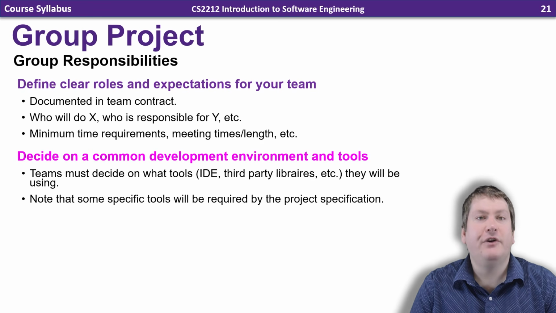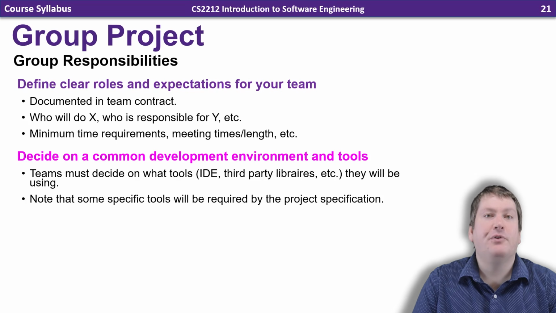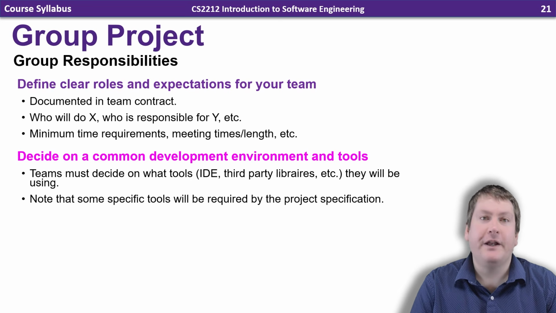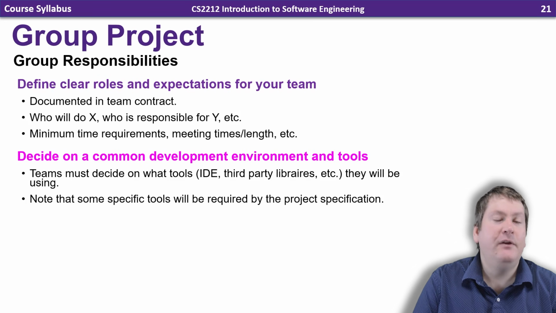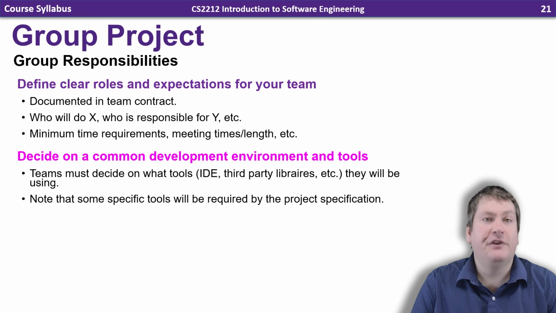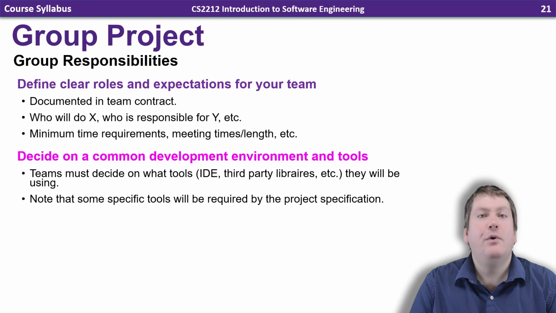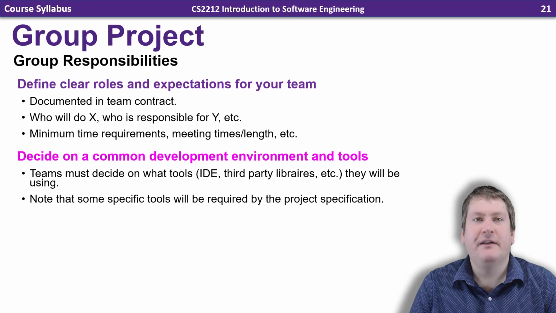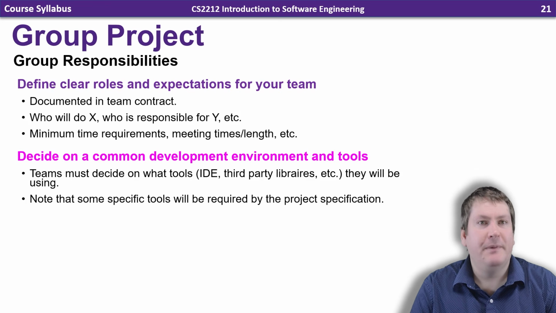The next requirement is you're going to have to decide on a common development environment and tools. So I highly recommend that everyone in your team uses the same sort of development environment. This will make things far easier when you need to start integrating your code together. So you should decide on things like what IDE, what third-party libraries you're going to be using to create the project. The project specification, once that's posted, will have a few required tools. These will be things like using JUnit for unit testing or JavaDoc for documenting your code.